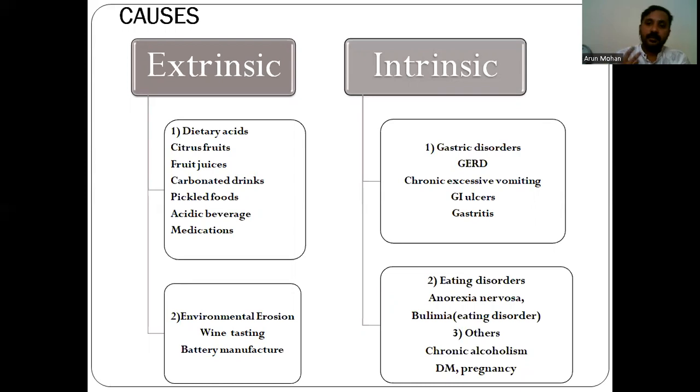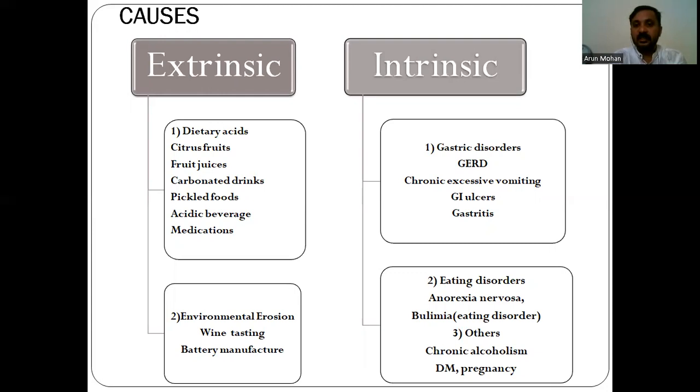Intrinsic factors, which come from the body, involve various gastric disorders like gastroesophageal reflux disorder, chronic excessive vomiting, any condition associated with chronic excessive vomiting, gastrointestinal ulcers, gastritis, etc. These act as important causative factors of intrinsic erosion, because gastric content is highly acidic. The pH within the stomach drops down to between 1 and 2. It's a highly acidic environment. So any condition that can cause a reflux or regurgitation of the gastric content into the oral cavity can act as an intrinsic factor, which can lead to erosion of tooth surface.